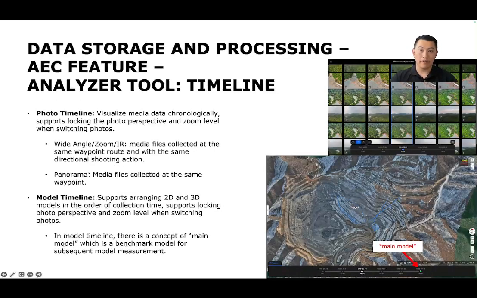The photo timeline visualizes media data chronologically, supporting locked photo perspectives and zoom levels when switching photos. The wide angle, zoom, IR, and panorama options organize media files collected at the same time with consistent directional shooting. The model timeline supports arranging 2D and 3D models by collection order. You're able to lock perspectives and zoom when switching photos, and it also introduced a main model as a benchmark for sequential model measurements. So this is a mountain safety inspection as an example.